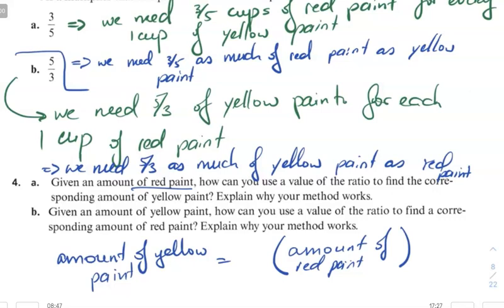Well, if we look at these interpretations of our ratios 3 to 5 and 5 to 3, we need 3/5 as much red as yellow. So that's not going to fit into our statement here of how much yellow in terms of red. But we can also say that we need 5/3 as much yellow paint as red paint. So this does make sense that if we have whatever the amount of red paint, we need 5/3 of that in the amount of yellow paint. And I'm going to leave B for you to write out in a similar kind of fashion.